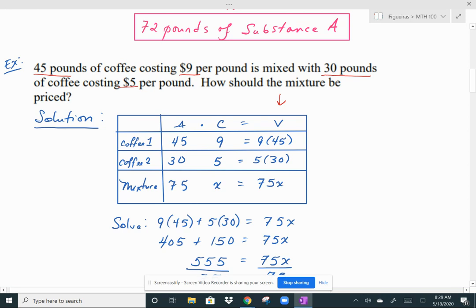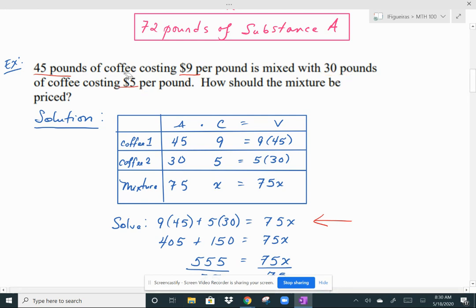Where did 75 come from? Well, it's just the sum of the two amounts of coffee 1 and 2 because they're being combined together to create a new brand of coffee. So again, if you do this right, your equation should be the last column. So that's exactly what you see here. 9 times 45 plus 5 times 30 equals 75x.